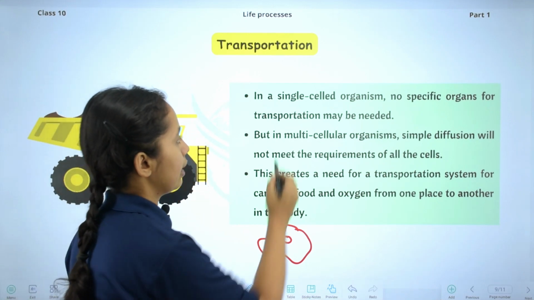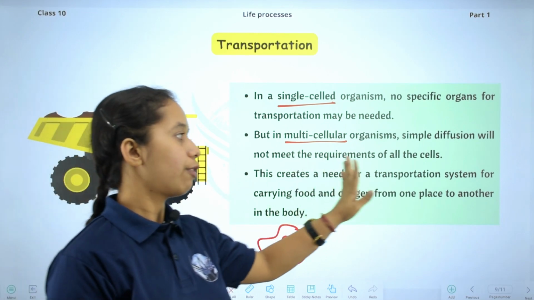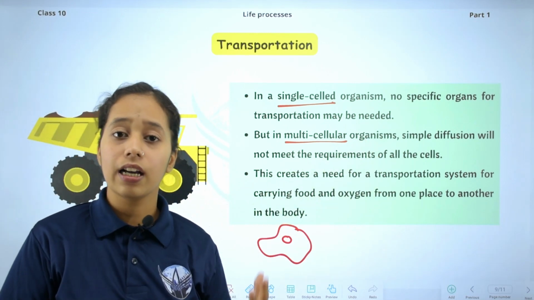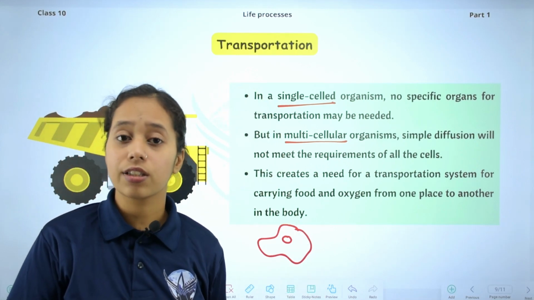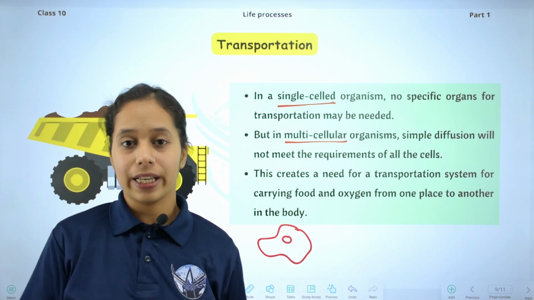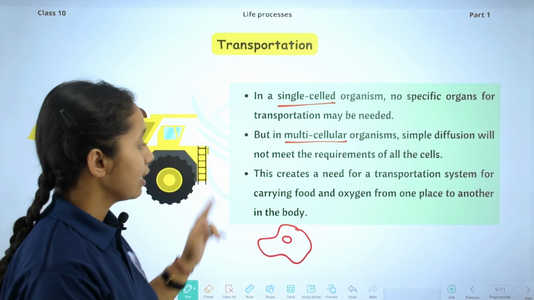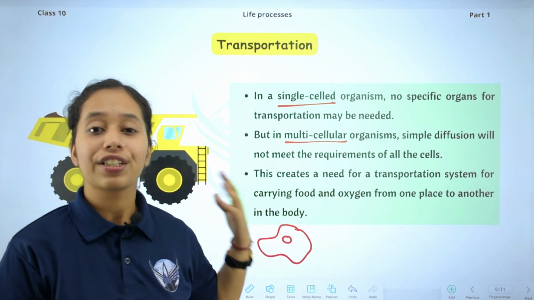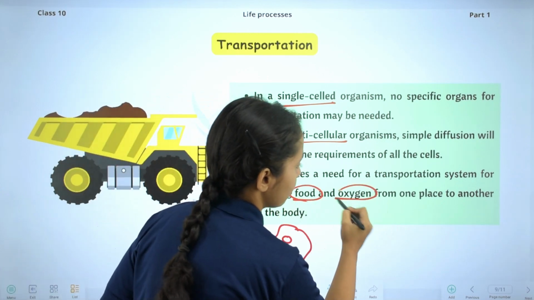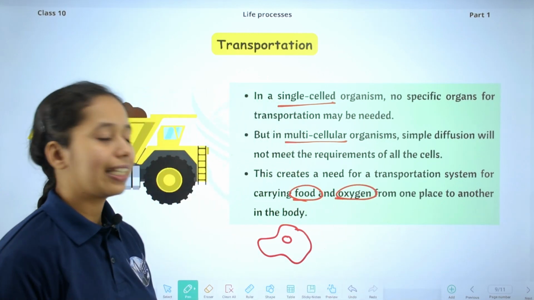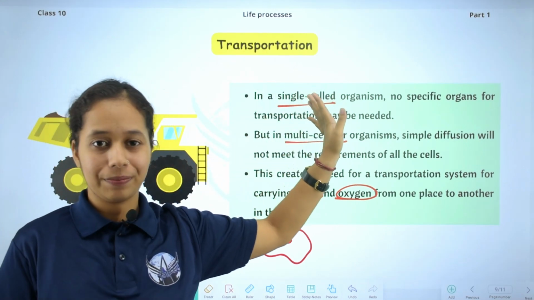But in multicellular organisms, simple diffusion will not meet the requirements of all the cells. A simple diffusion process cannot do this transportation. Why? Because a multicellular organism is very big and very complex. Hence, we need a proper process for transportation. This creates a need for a transportation system, for carrying food and oxygen from one place to another in the body. This process is known as transportation.